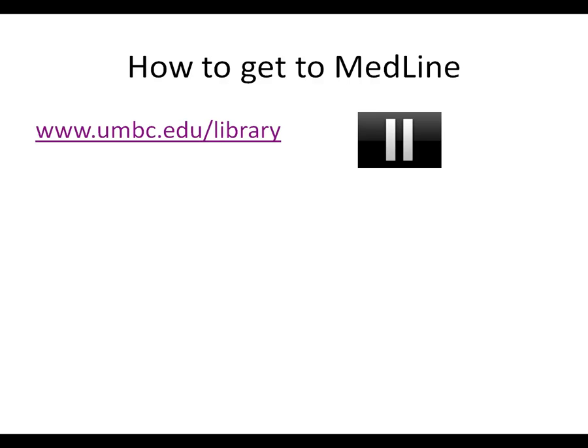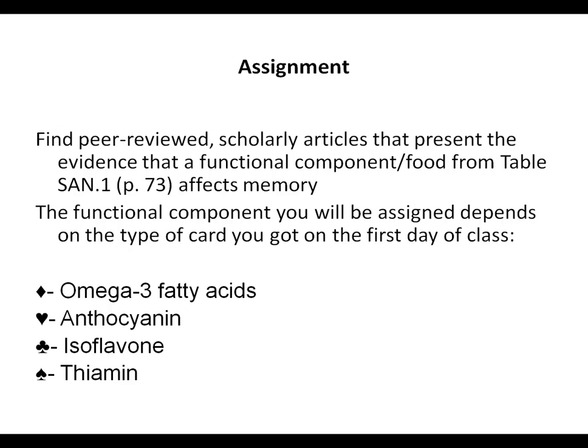So what I would like for you to do would be to go to MEDLINE, and instead of typing in vitamin E and prostate cancer, what I'd like for you to do is to begin working on this assignment. So type in one field the name of the functional component that you're interested in, and then type in memory in another one and use the AND function. And you should end up with a list of scholarly peer-reviewed articles to work with.